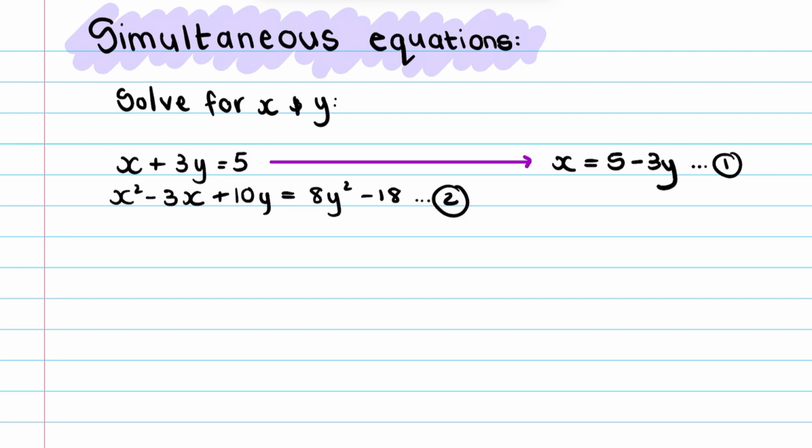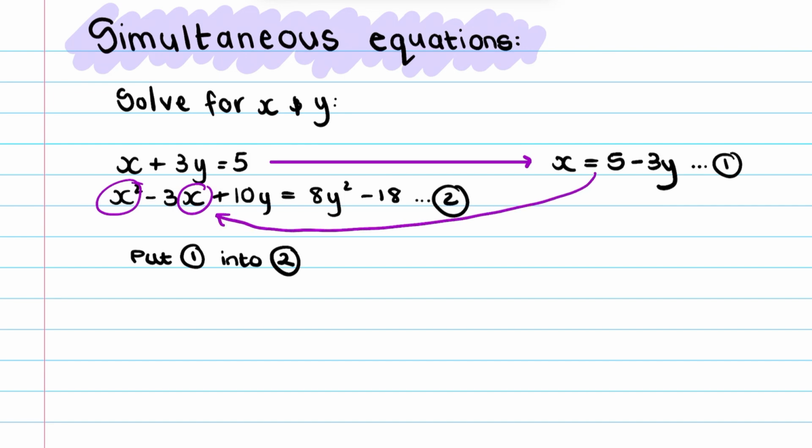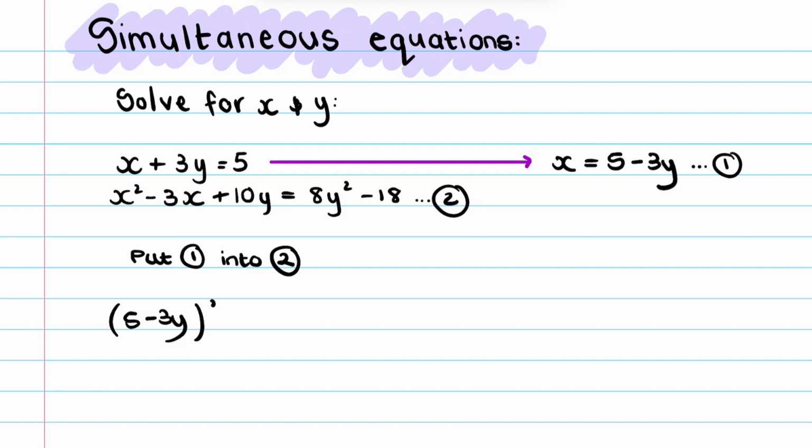This is a really important step. Next, you want to put 1 into 2, and you're actually going to write that. What that means is wherever you see an x value in the second equation, you substitute this in here. So your question will then look like (5 minus 3y) squared minus 3 times (5 minus 3y) plus 10y is equal to 8y squared minus 18.